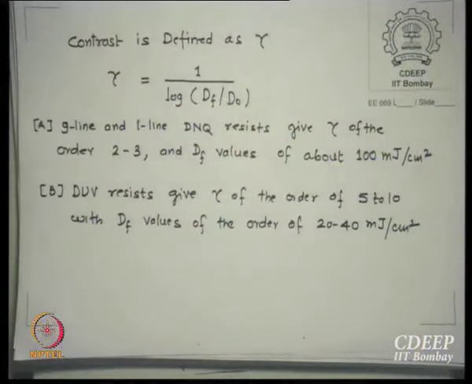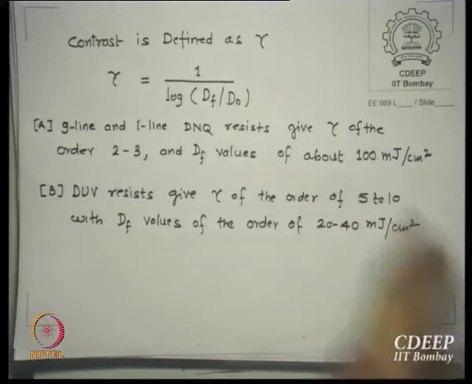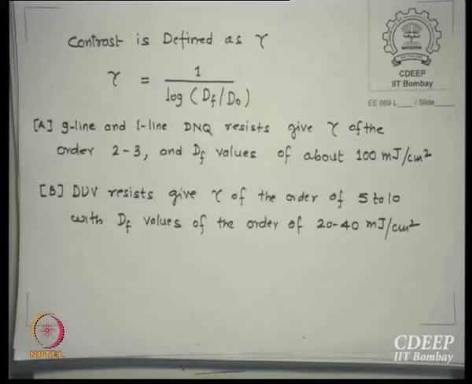The term used to define this accurately is not exact; it is some equivalent number they figured out. It is 1 upon log, and at least to me, log means to the base 10, ln means to the base e. So if I write log, I am always talking of base 10. So the inverse of log DF by D0 is called gamma. Typically DF values are of the order of 100 millijoules per centimeter square for most DNQs, for G lines or I lines.